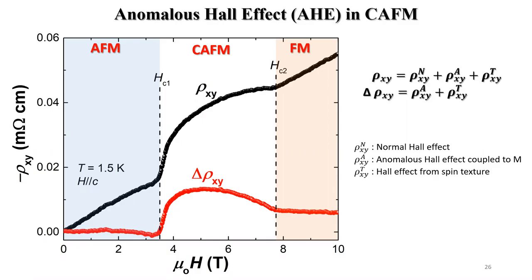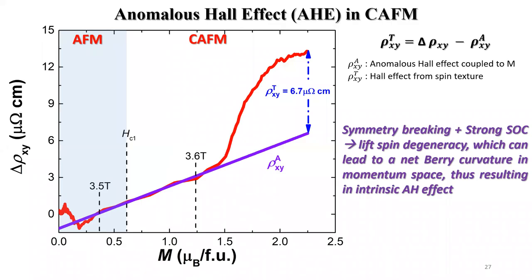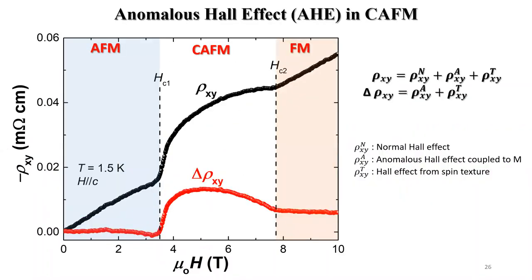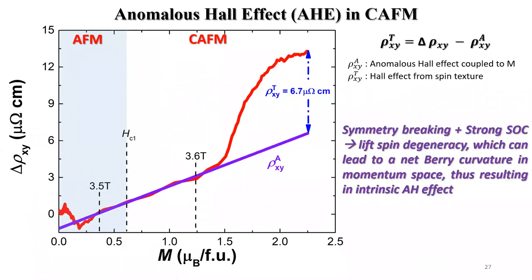Okay, so the difference here is contributed by the anomalous Hall effect coupling to the magnetizations and also the spin texture, okay? To further observe whether the anomalous Hall effect is due to the spin texture, we replot the graph, okay? The delta rho_xy as a function of the magnetic field, the magnetization, okay?